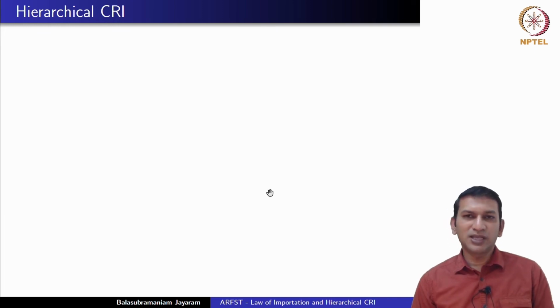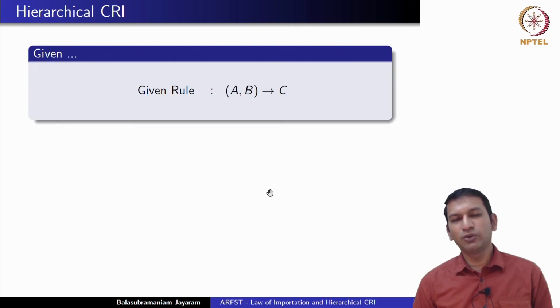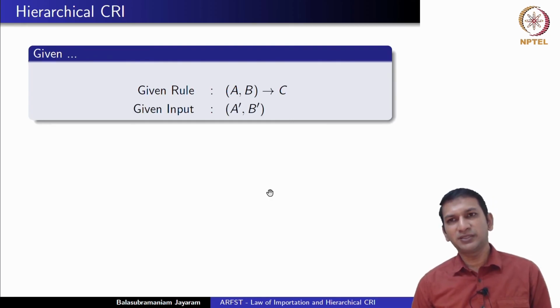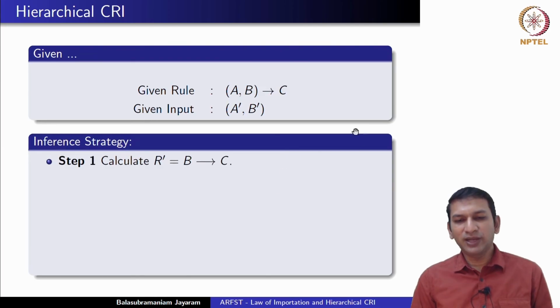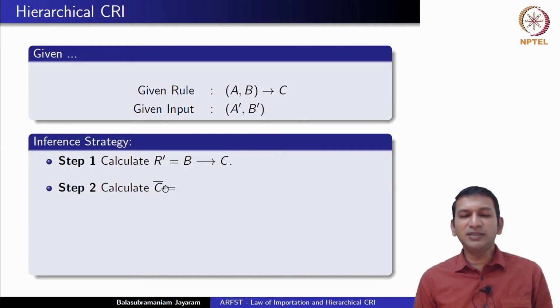So look at this hierarchically done CRI. What do we have? We have a rule of the form A B implying C, and we are given input A dash B dash. The hierarchical CRI suggests the following procedure. It says, first calculate B implies C. Then calculate an intermediate output C bar by using B dash and B implies C. Now B implies C means it's a single input, single output rule. You have a 2D relation.